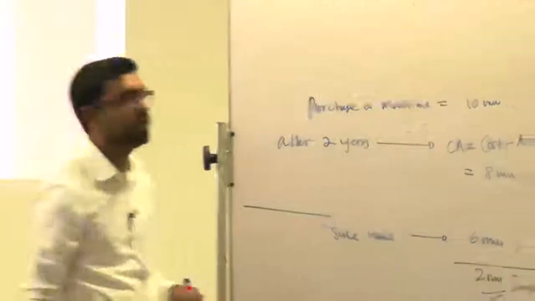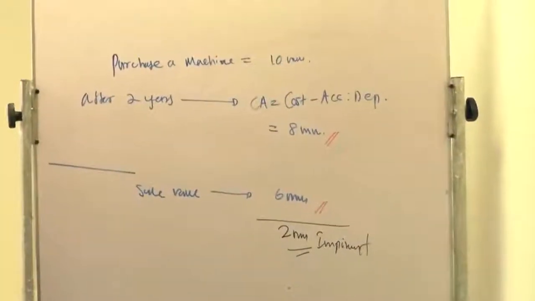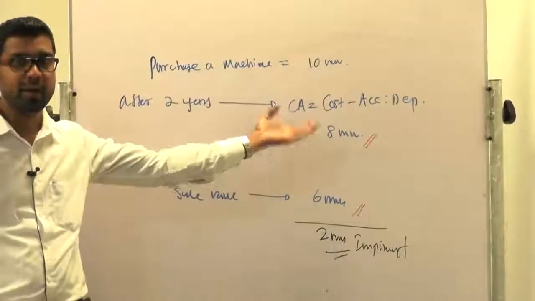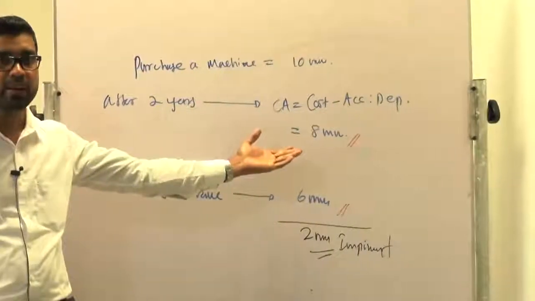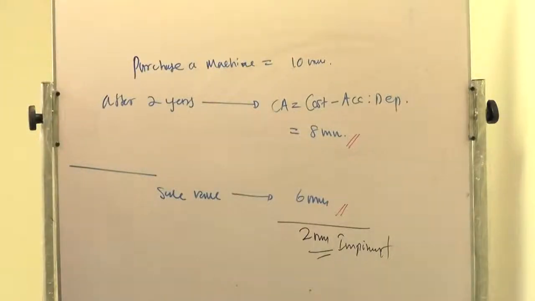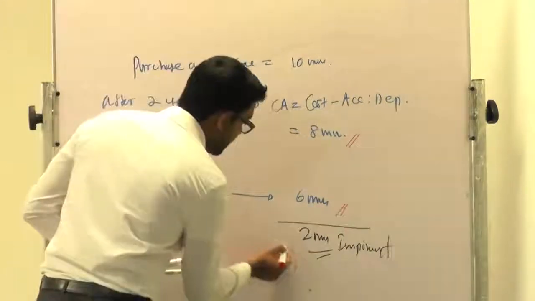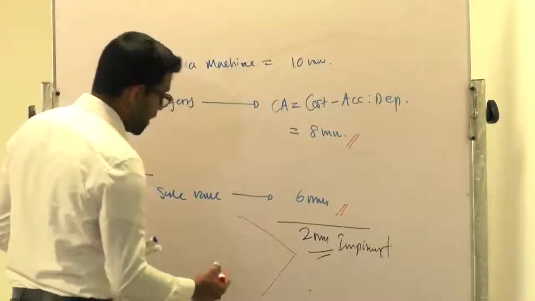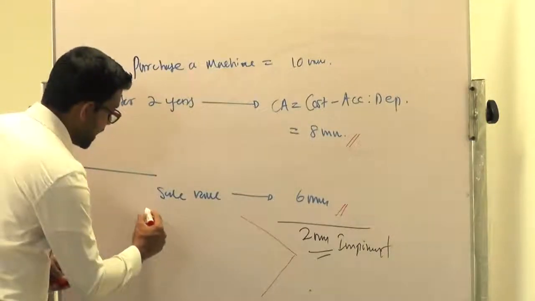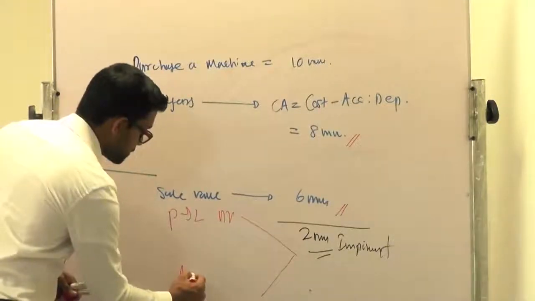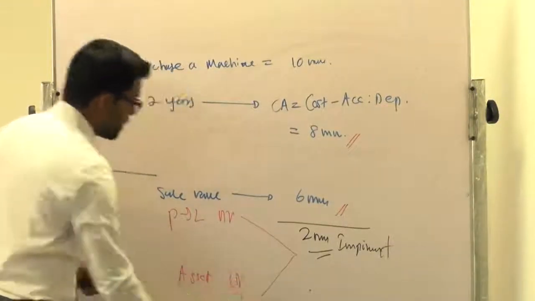So, this is what the impairment is, simply. You can't recover this much: 8 million, but you have shown it as 8 million, so you have to write down, or reduce the value, to 6 million. For that, you have to do what? Impairment. Impairment means you have to pass this entry: you have to charge 2 million to P&L, debit, and your asset, credit, 2 million.